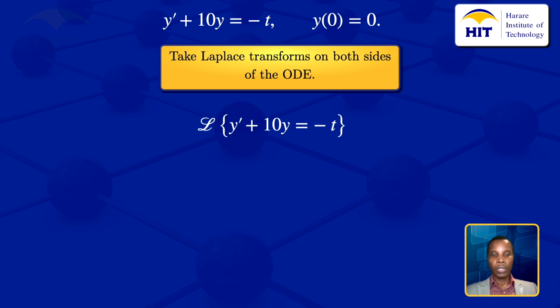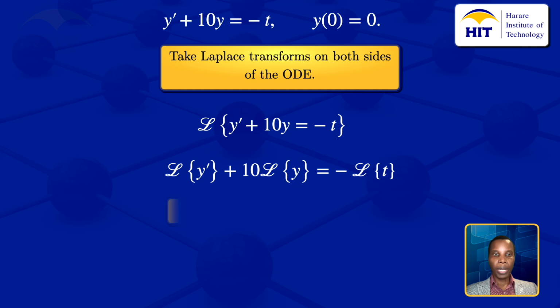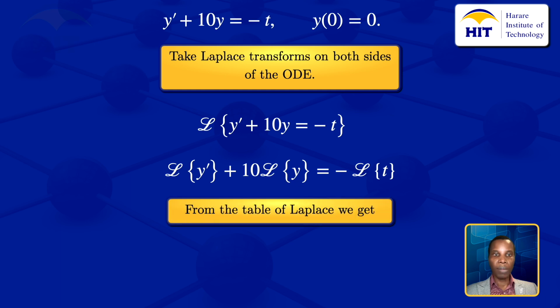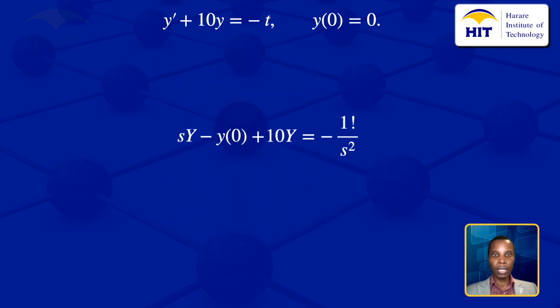And then we can go on and use properties of Laplace transforms, and it will be the Laplace transform of y prime plus 10 multiplied by the Laplace transform of y is equal to minus the Laplace transform of t. And then from the table of Laplace transforms, we can get the Laplace transform of y prime, and that is s multiplied by Y minus y naught, and then plus 10Y. And then on the right hand side, the Laplace transform of t, that's 1 factorial over s squared. So on the right hand side, we'd have minus 1 factorial over s squared. So that's the equation that we have now.